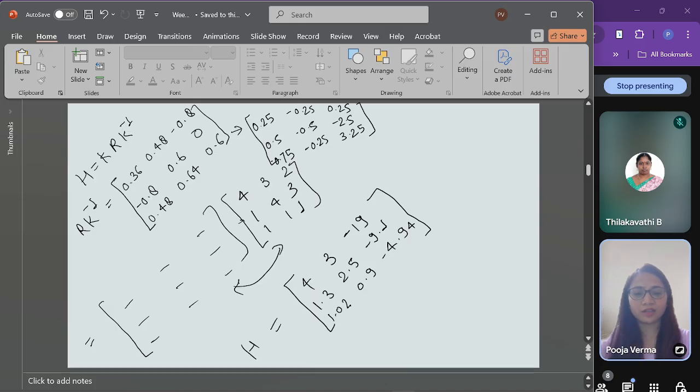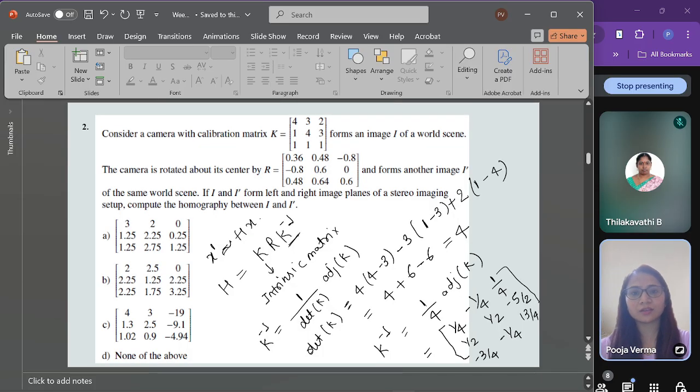So if two matrices are given, one is the camera calibration matrix and the other is the rotation matrix, and you have to find the homography matrix between the two image points, this is the formula to calculate it. Here first you have to calculate the K inverse, then just do the matrix multiplication.